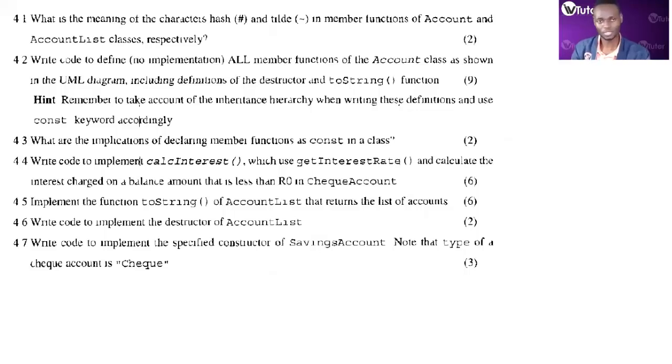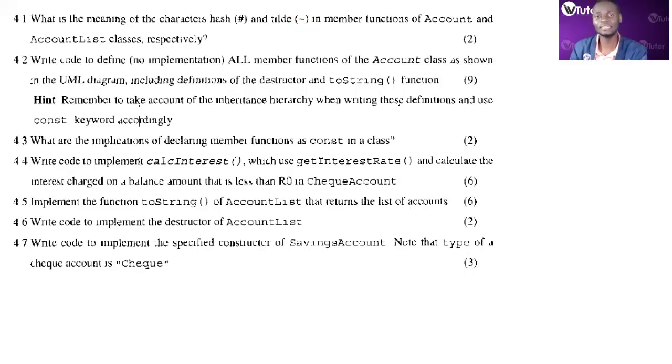But let's look at the obvious questions here and obvious answers. What is the meaning of the characters hash and tilde in the member functions of the account and account list classes respectively, even if you don't go and look? If you're doing inheritance, what does hash mean? It simply means that it's protected. What does tilde mean? That's what you use for a destructor. We've just used this under big 3.